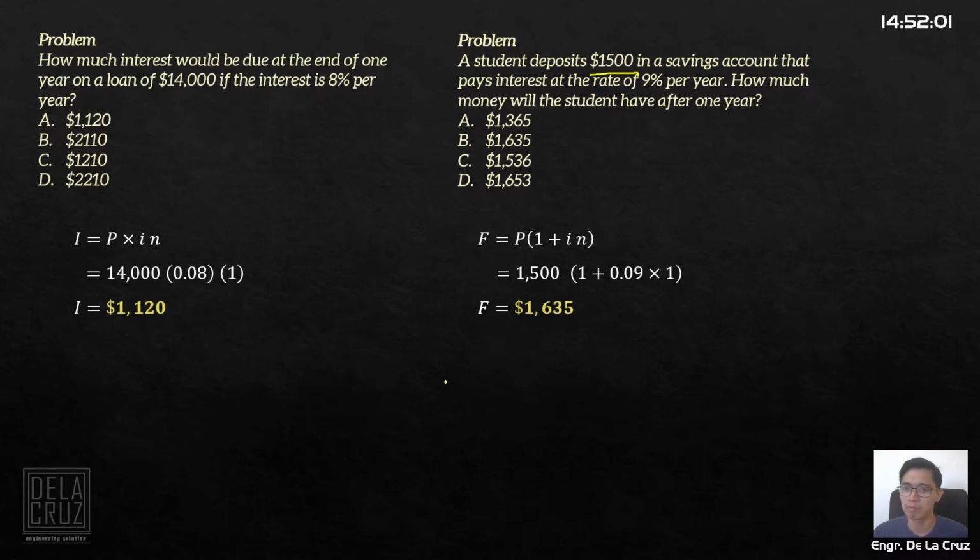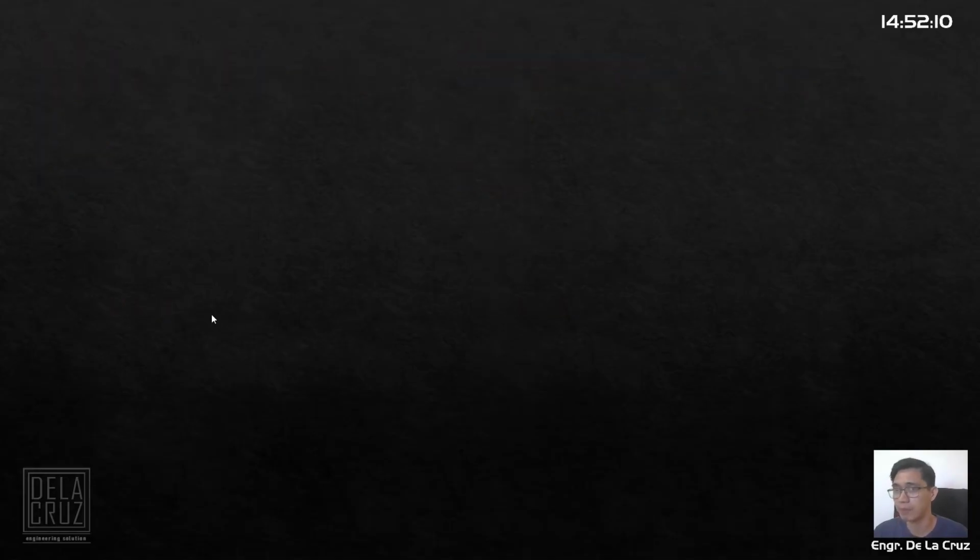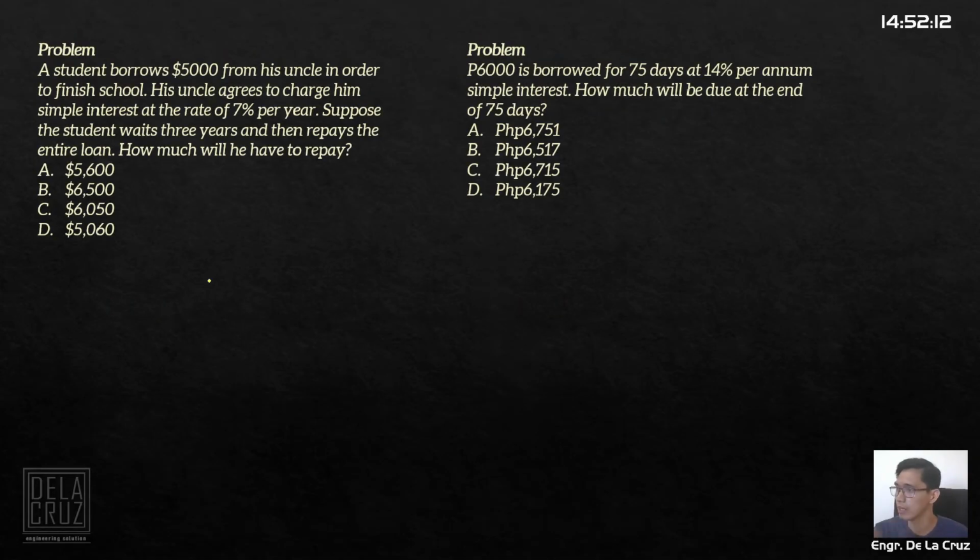Okay? Sige. Since you can pause the problem, anytime you want, diretso-diretso ako dito. Next problem. A student borrows $5,000 from his uncle in order to finish school.